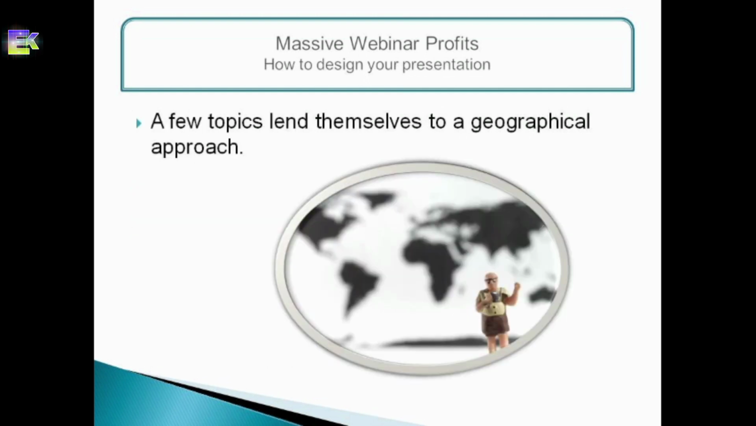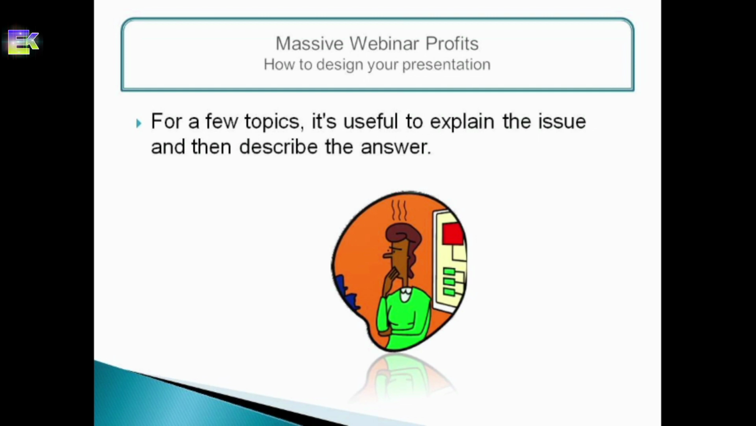A few topics lend themselves to a geographical approach. For example, if you're identifying something that affects individuals differently in different parts of the world, you present a brief introduction, then talk them through the effect of different locations, then summarize in your conclusion. For a few topics, it's useful to explain the issue and then describe the answer. In between these, likewise describe the cause and effect, so it looks like this.